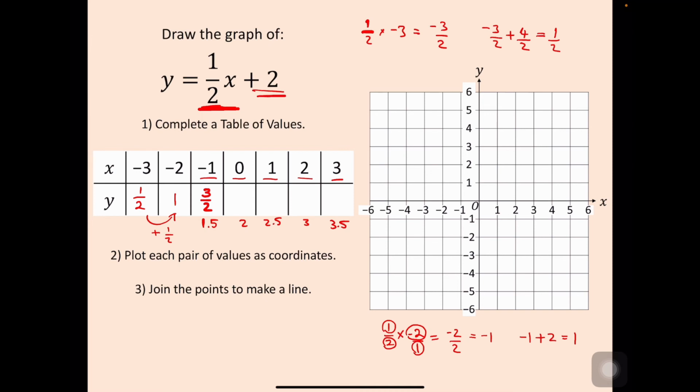And here we have 2, 3, 5/2, and 7/2. Now let's plot these coordinates. So let's use this one, for example. That is 1 and 2.5. So you put the little x halfway between 2 and 3, of course.